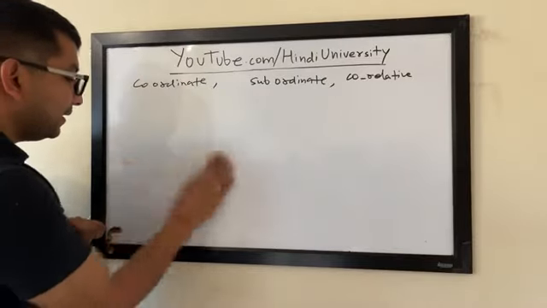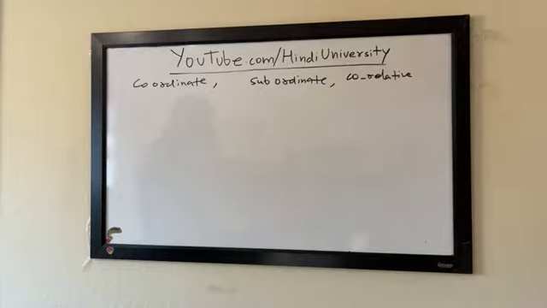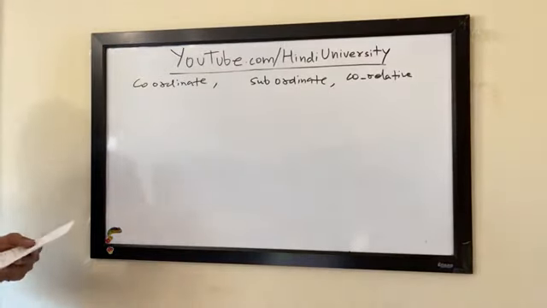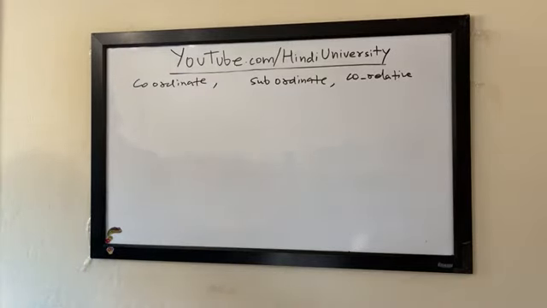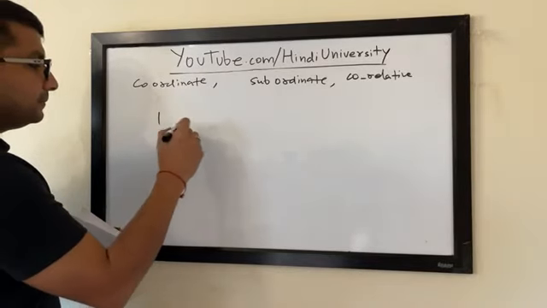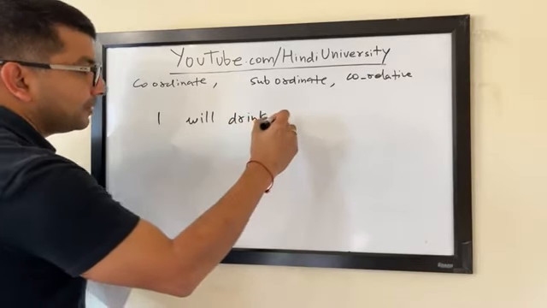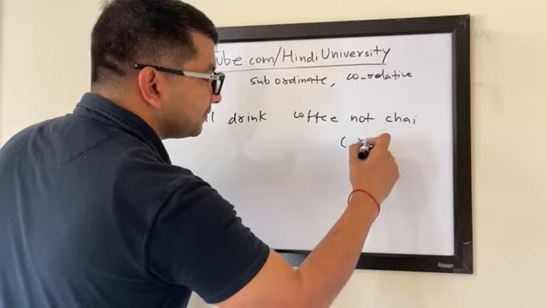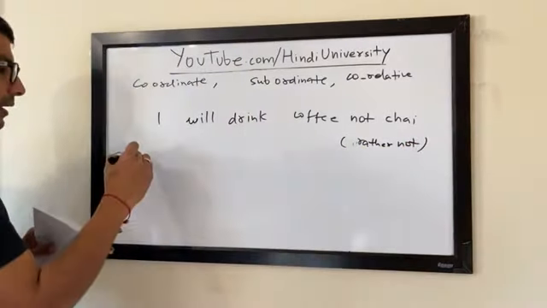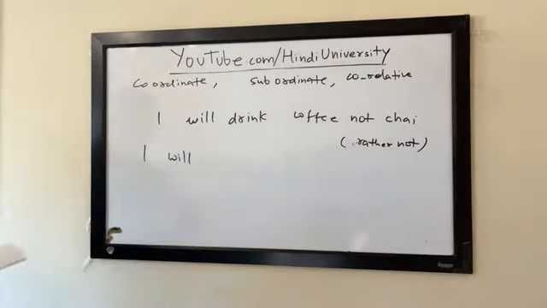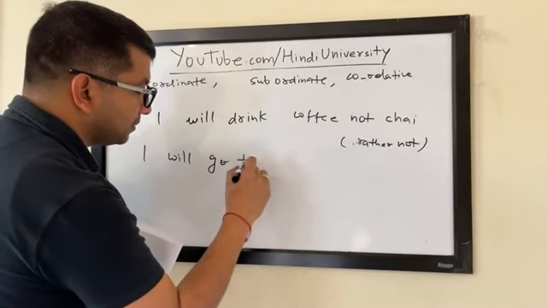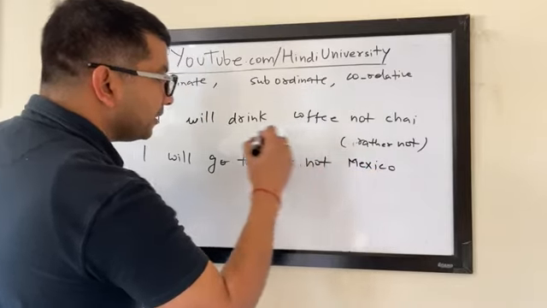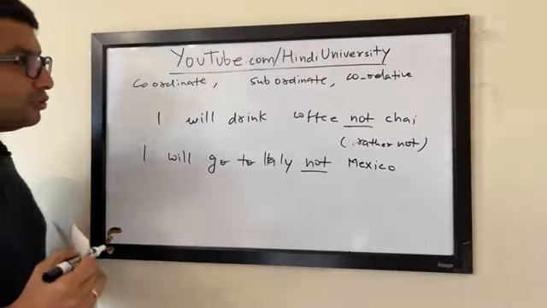Or not. Okay, I'm going to erase it. So let's say a scenario where you want to say, I will drink coffee, not chai, or rather not chai. I will go to Italy, not, let's say, Mexico. Essentially, you are joining the two sentences using "not."